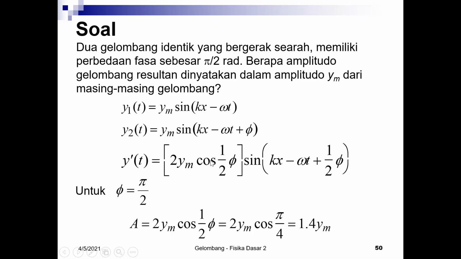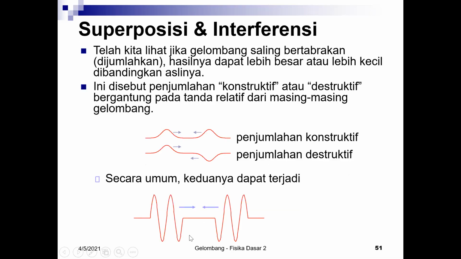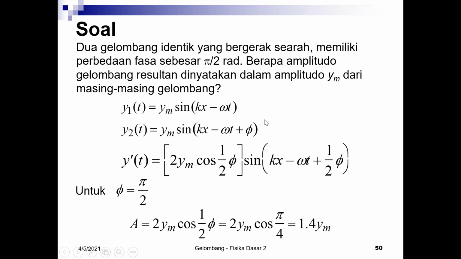resultant wave. If phi is pi over 2, we get this phase here, this is cos pi over 4, this is basically 1 over square root 2. So we get that this A here is 1.5 ym.